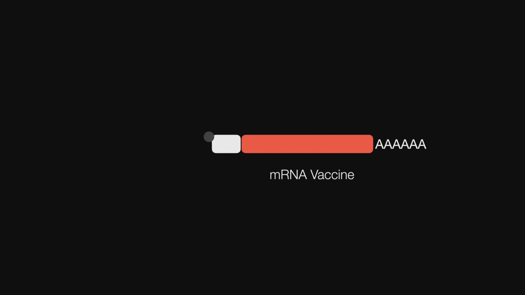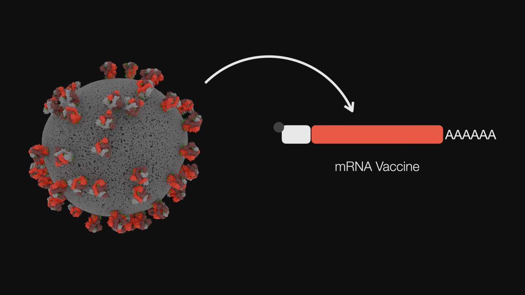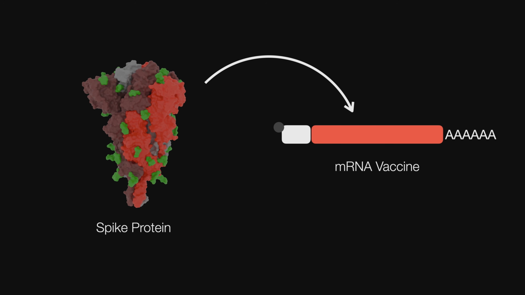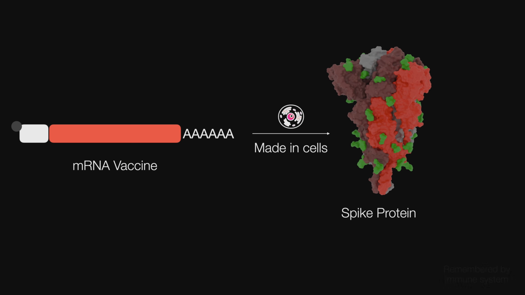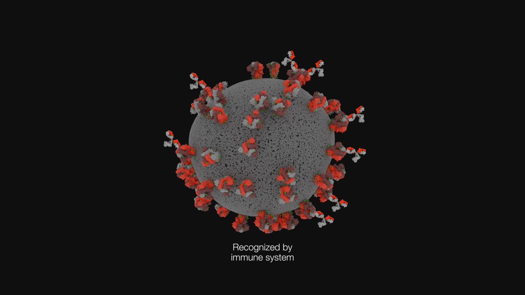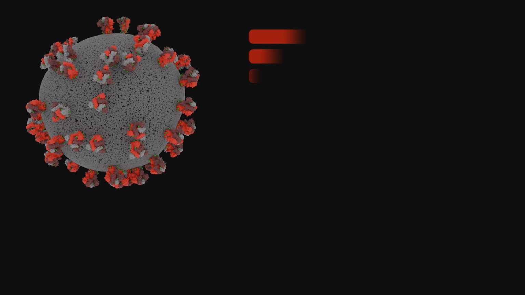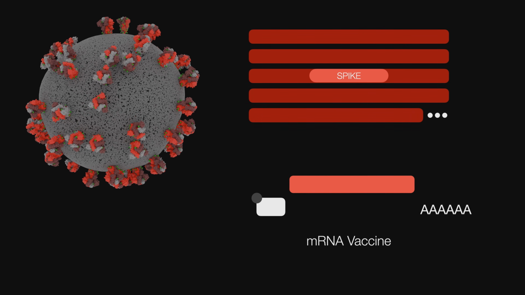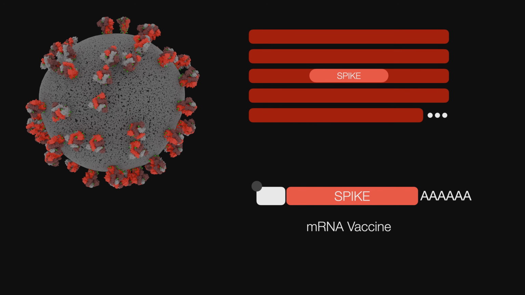The mRNA vaccines we are injected with encode for a piece of the virus, in particular, the structure of the spike protein. The immune system can remember the structure of the spike and recognize and attack the virus once we are actually infected. Great, we can just steal the code for the spike directly from the genome of the virus and include it in our vaccine.